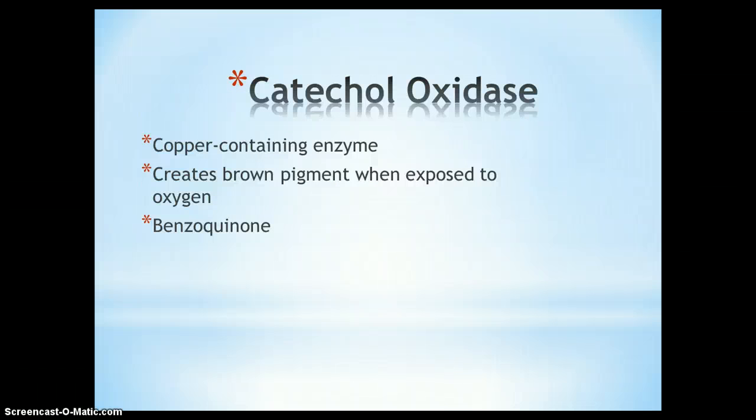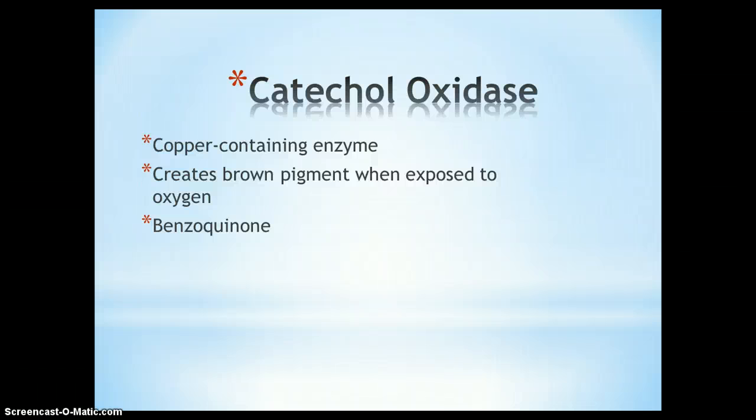In plants, catechol oxidase is a copper-containing enzyme, and what it does is it creates brown pigment when it is exposed to air and reacts with oxygen. It's the reason that fruits turn brown after they're sliced.